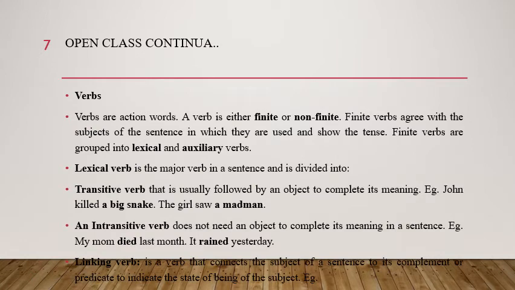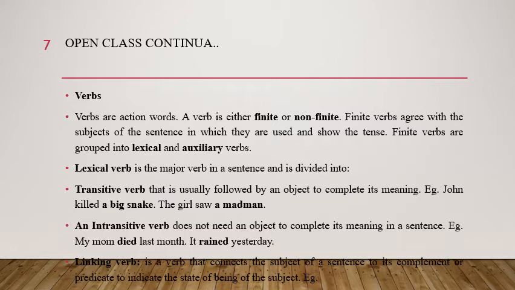For verbs, we all know they are words that denote action. They could either be finite or non-finite. Finite are those that agree with the subjects of the sentence in which they are used and show the tense. Finite verbs are grouped into lexical and auxiliary. A lexical verb is the major verb in a sentence and is further subdivided into transitive and intransitive. A transitive verb is one that is usually followed by an object in order to complete its meaning.